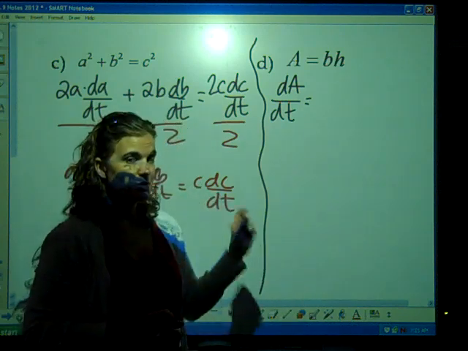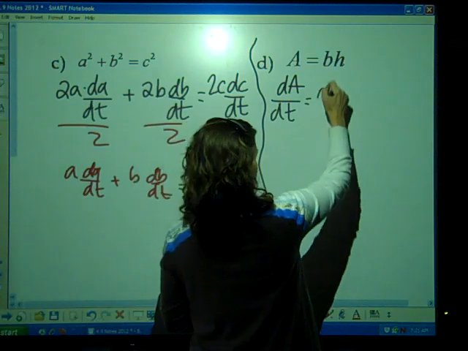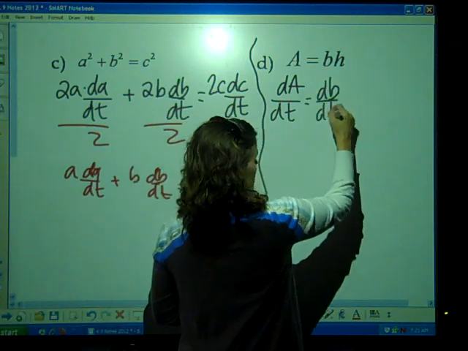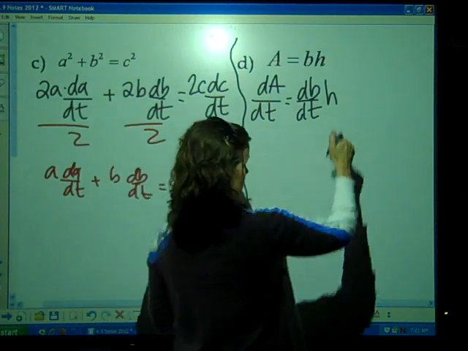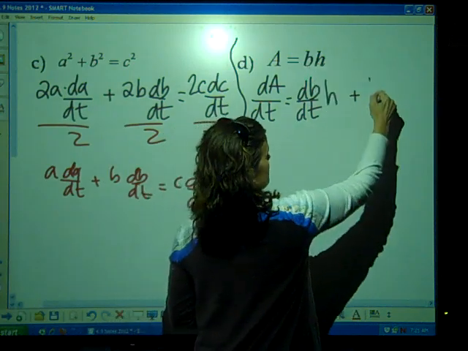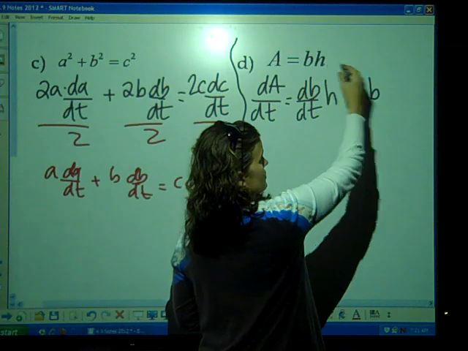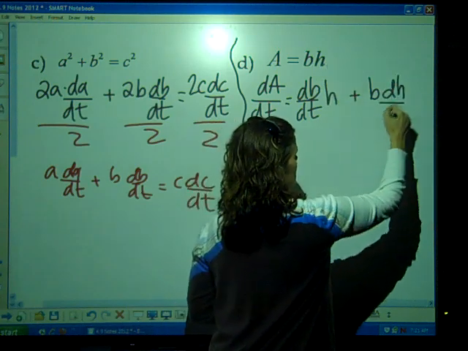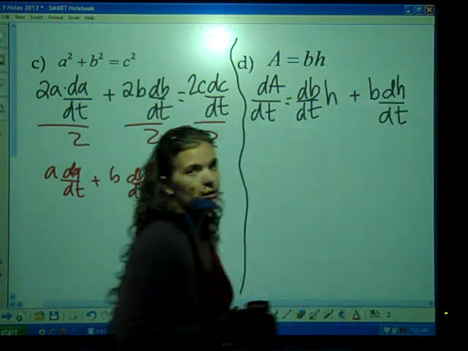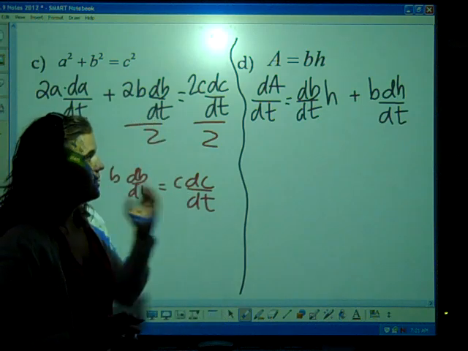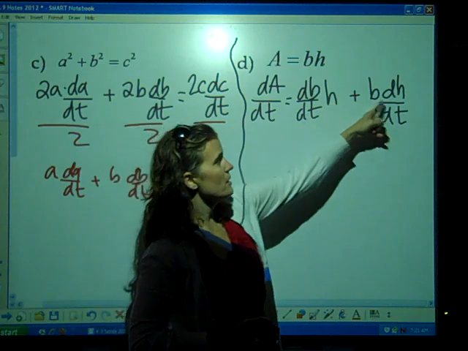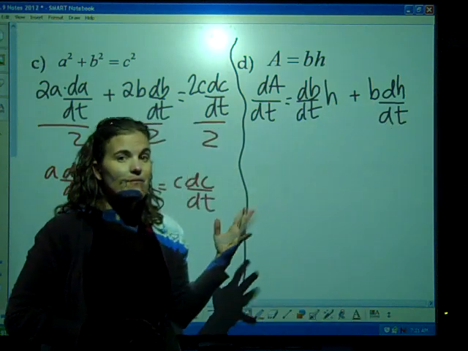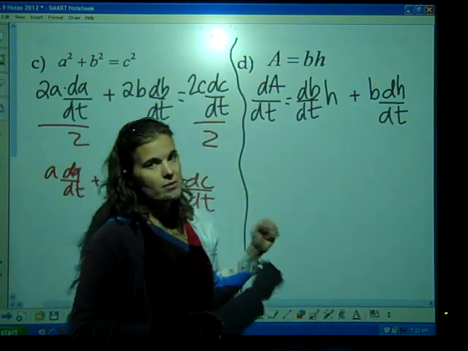So the derivative of the first, the derivative of the base, would be dB dt times the second, h. Product rule: plus the first, b, times the derivative of the second. So the derivative of h, dh dt. Again, in this formula there'd be 5 pieces: dA dt, dB dt, h, b, and dh dt. Out of those 5, you would need to know 4 of them to solve for the 5th one.